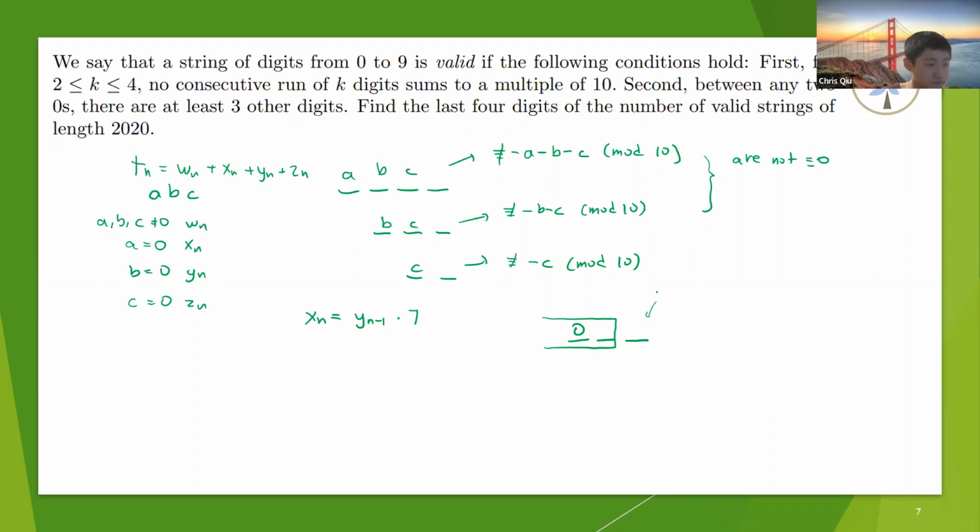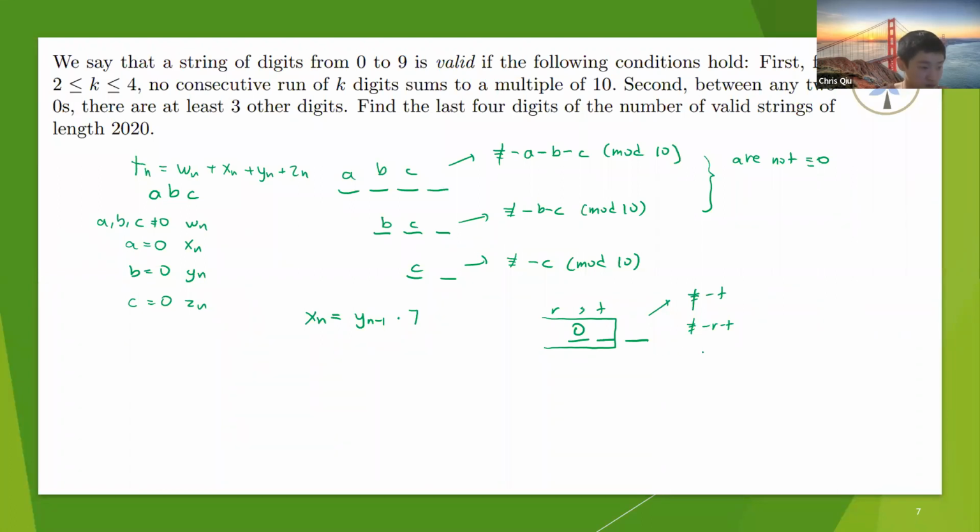And so what we're going to do is, let's say these 3 digits are called R, S, and T for lack of a better name. We used A, B, and C earlier. So this last digit cannot be congruent to negative T, negative S minus T, which also happens to be negative T, or negative R minus T. And both of these are different because R cannot be 0. If R is 0, then we have 2 consecutive digits which are both 0, and that'll give us a consecutive run of 2 digits that sums to a multiple of 10, and that's bad.